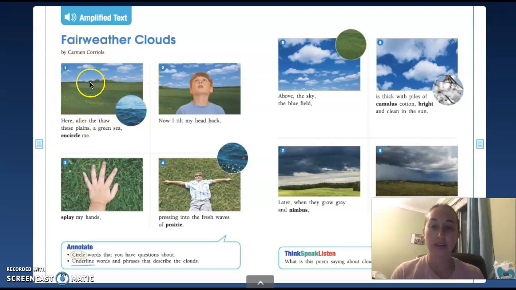Now we see here, there's a picture of a prairie, and then there's a picture of the ocean. All right, ready? Follow along. Here, after the thaw, these plains, a green sea encircle me.